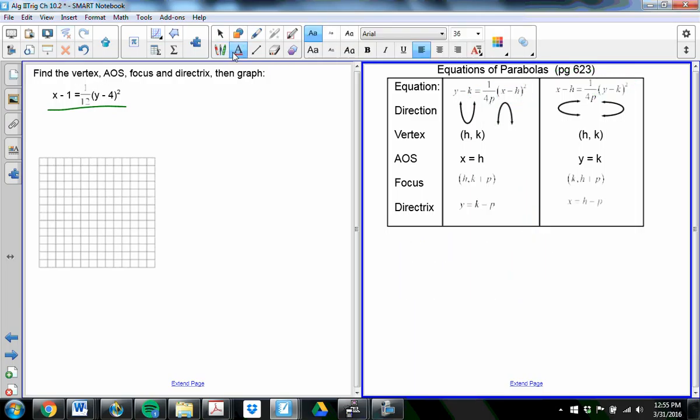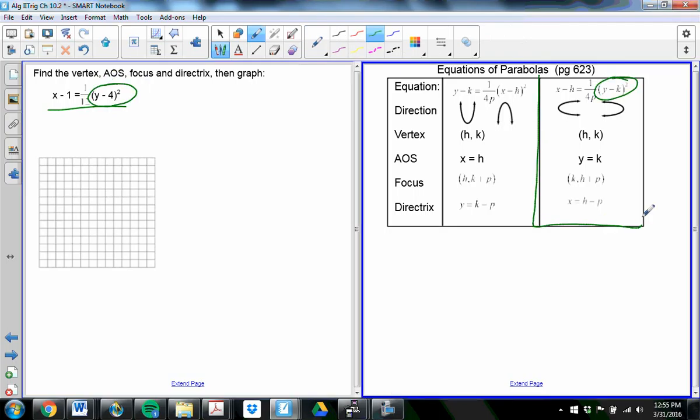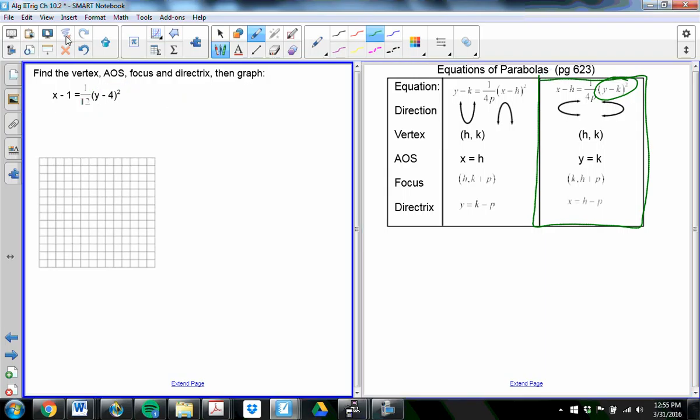So in this equation over here, the y value is being squared. So we have one of these situations where everything will be coming out of this box. Additionally, I know over here that the a value is positive. Now, on our formulas over here, we don't call it a, we call it 1 over 4p. So really, 1 over 12 is the same as 1 over 4p.